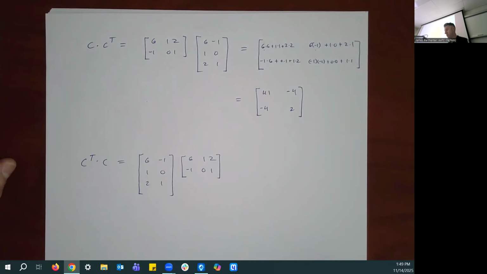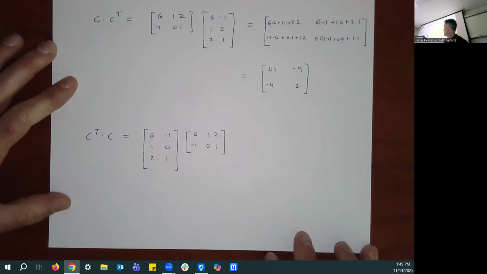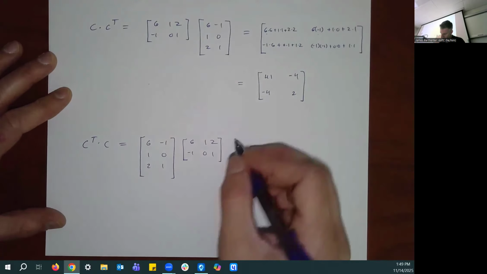That's what I got. 41, negative 4, negative 4, 2. Let's look at the other one, because there's something I want to point out here, and I'm rapidly running out of time.